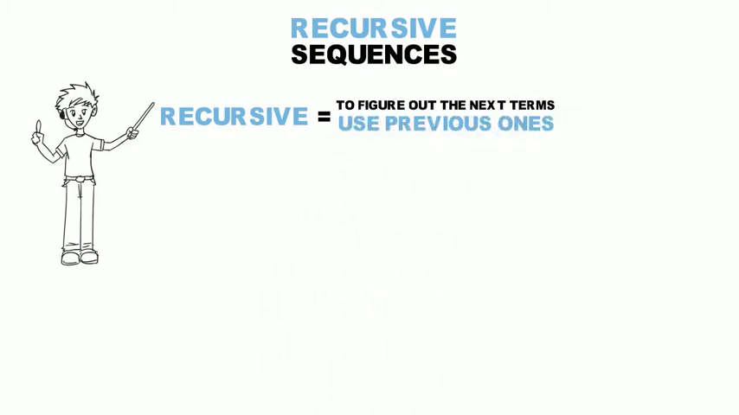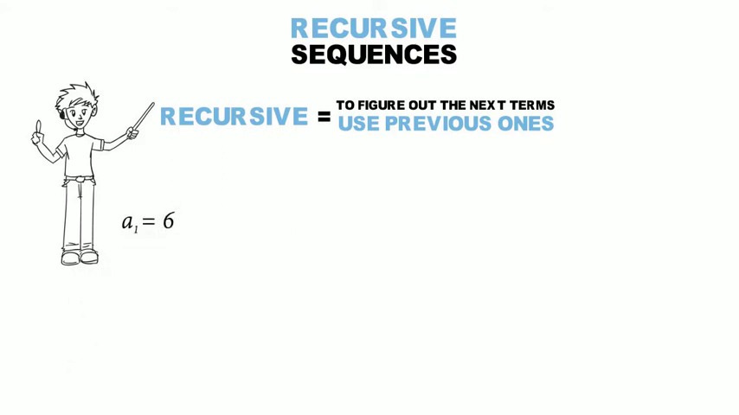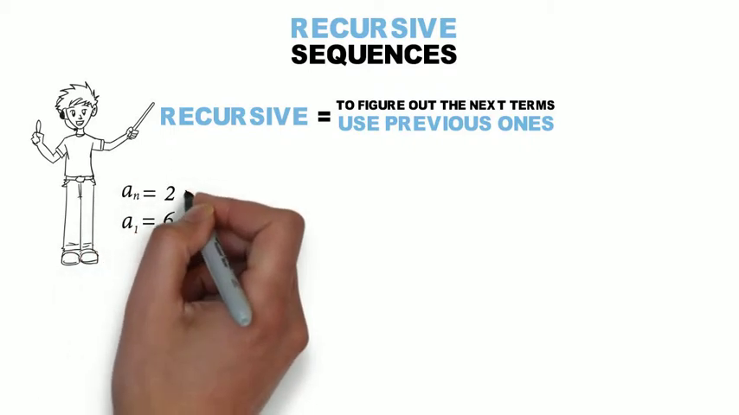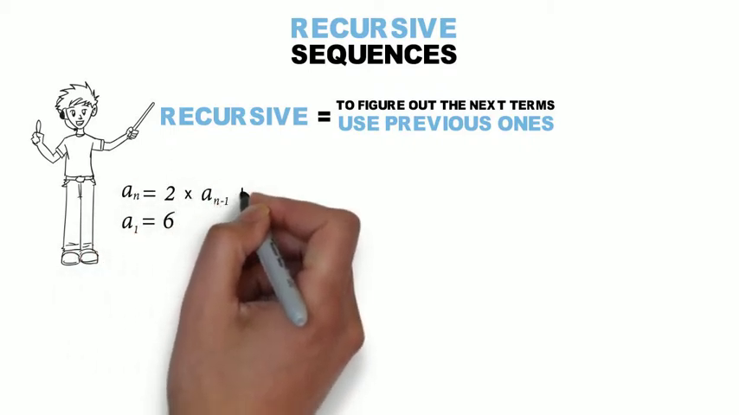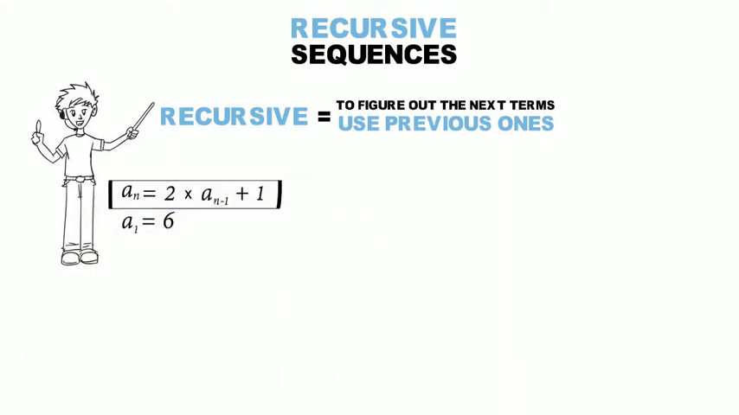So check it out. Maybe I have something that says the very first term of the sequence will be 6. So we'll say a1 equals 6. But I'm also going to have an equation for the general term, and that equation is going to incorporate the previous term. So an equals twice an minus 1 plus 1.